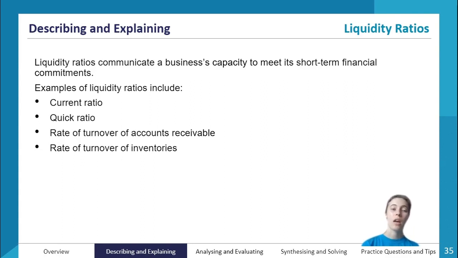So this idea of liquidity is about how easy it is to turn the money into cash that can be used to immediately pay for something. Some liquidity ratios include the current ratio, the quick ratio, and then the rate of turnover of accounts receivable and the rate of turnover of inventories. So let's now look at each of these.